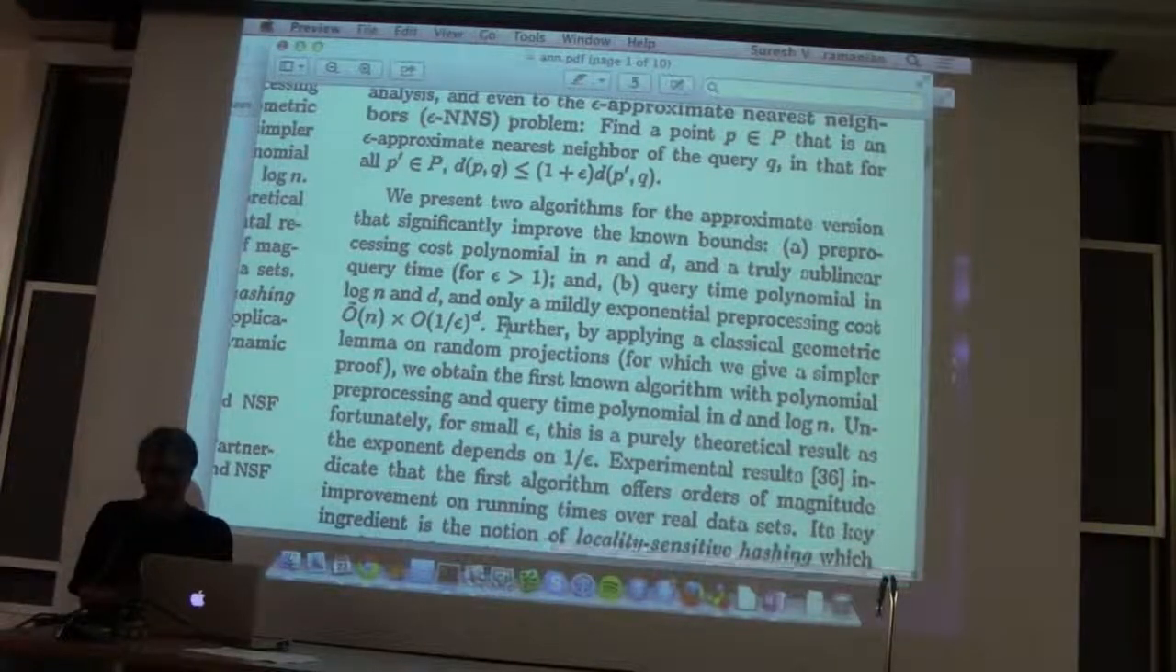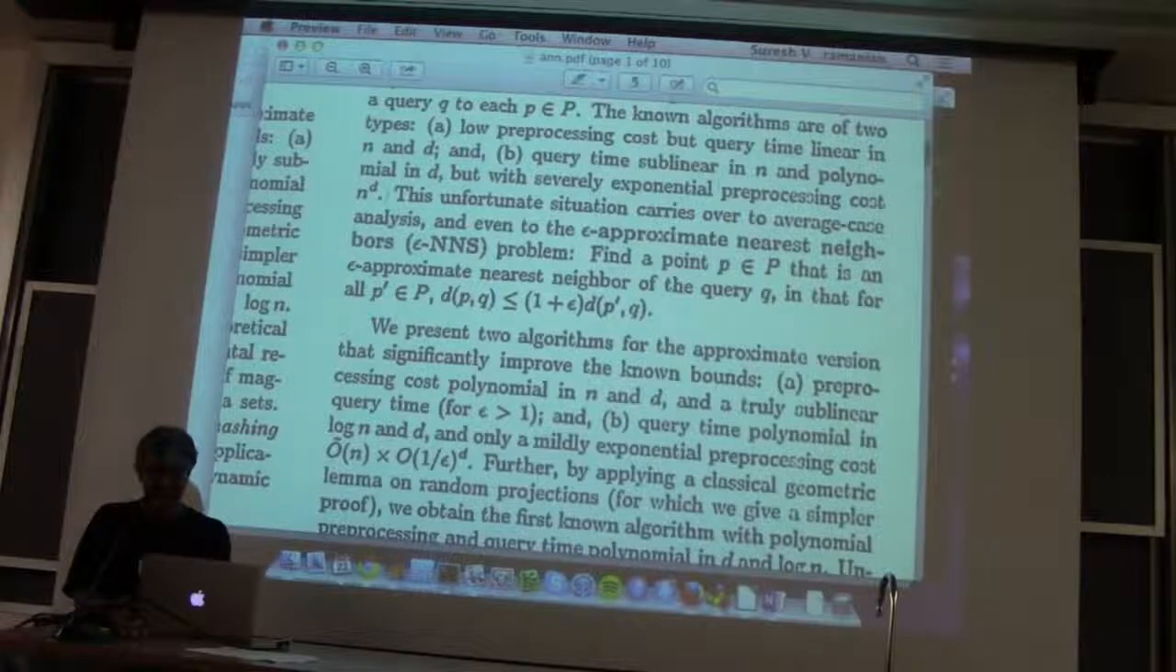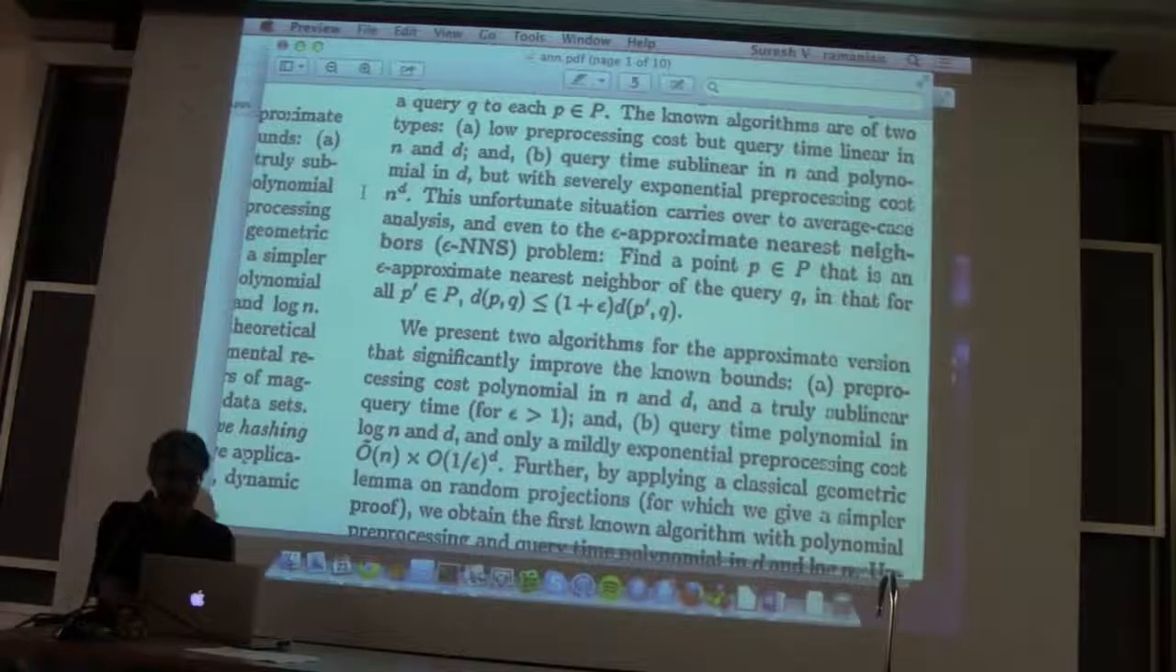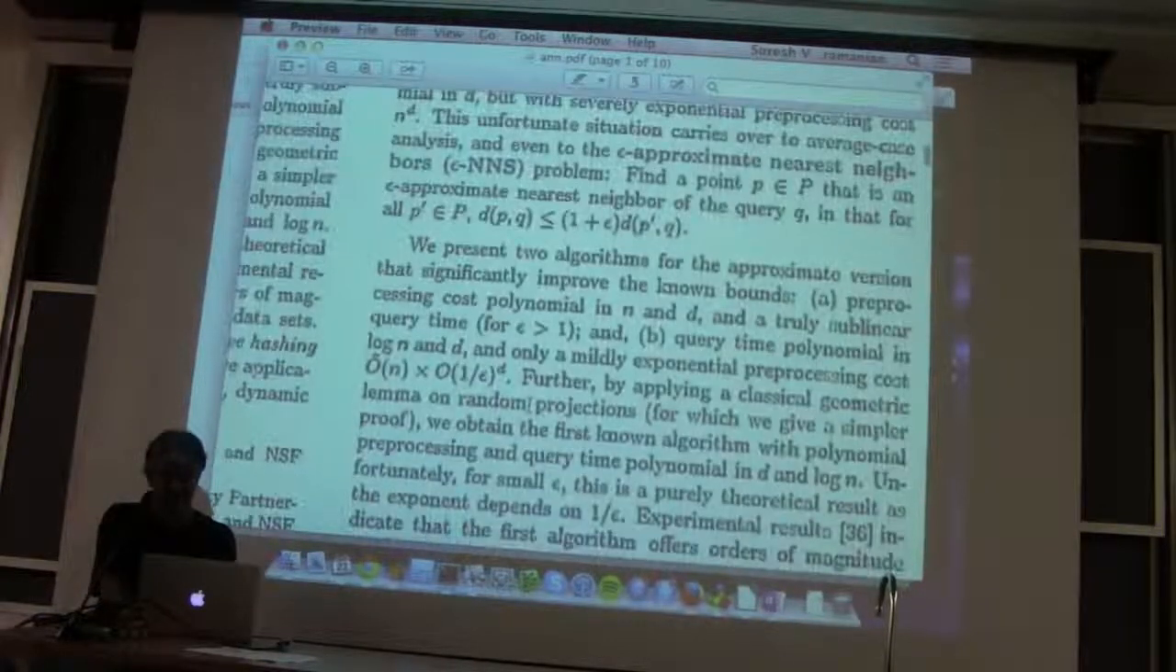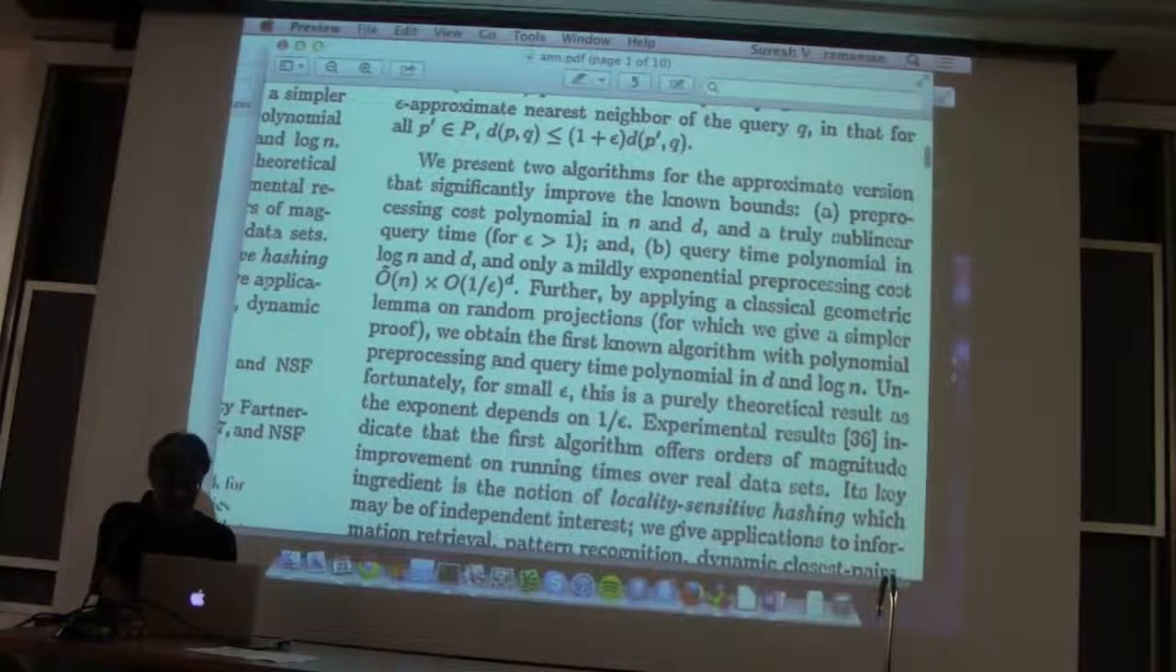We present two algorithms that significantly improve known bounds. A pre-processing cost that's polynomial in N and P. So I guess I must compare to the exponential in N and P here. So they have the exponential in N and P here. And now they're saying it's going to be polynomial in N and P. And the query time is sublinear. And there's some other stuff here that I understand. And they keep saying this over and over again.